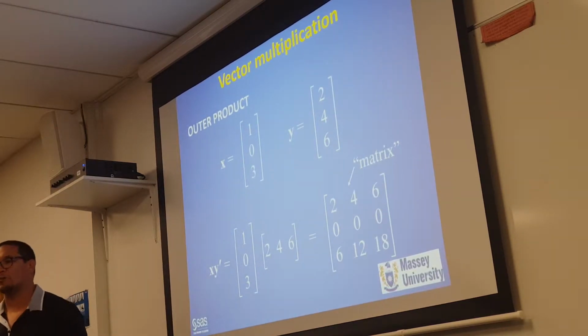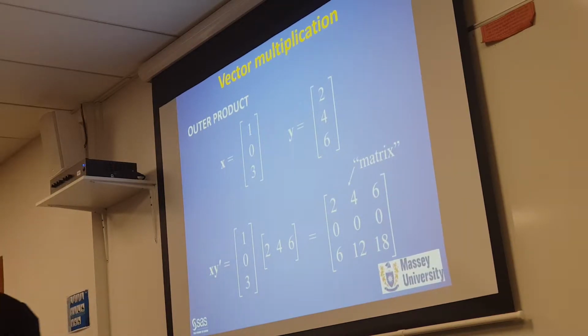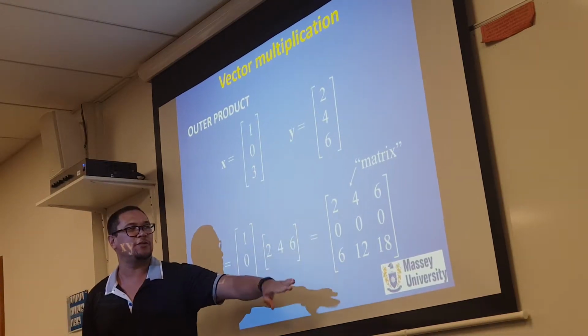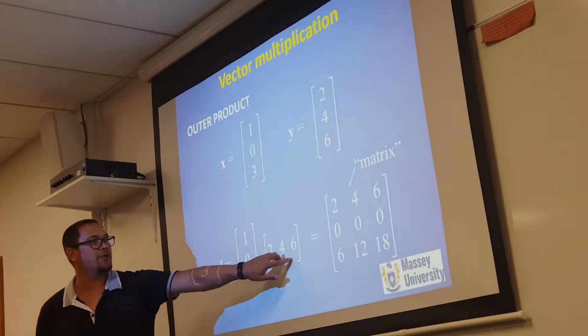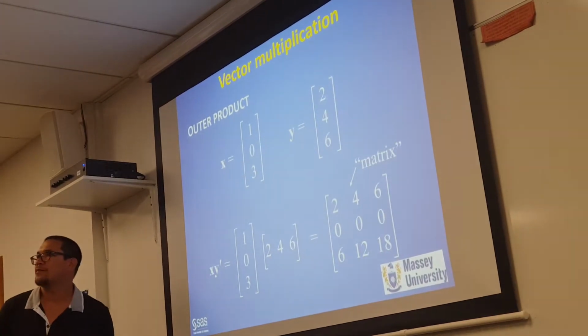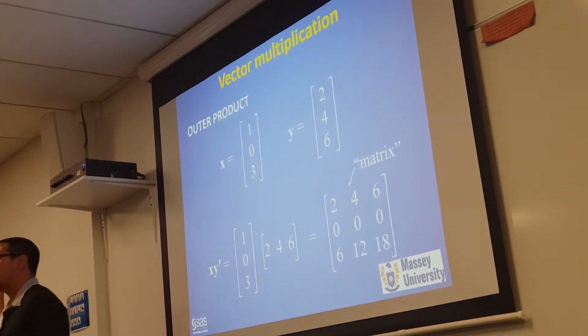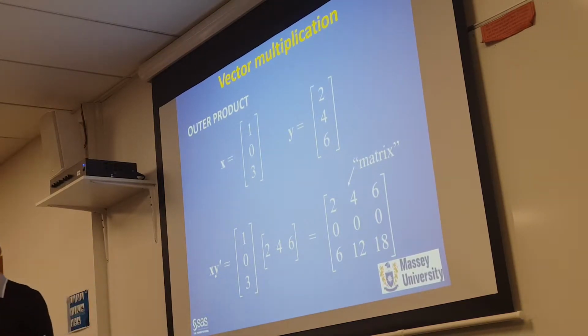Right? This is saying we've got one lot of the row 246, and then 0 lots of the row 246, and then 3 lots of the row 246. Right? And that's your answer. 246, then a row of zeros, and then a row that is 3 lots of this. Right? That's called the outer product. This is probably only important if you're going to be doing a lot of matrix algebra. Most of the time it's not going to be particularly important at this point in time for you guys.